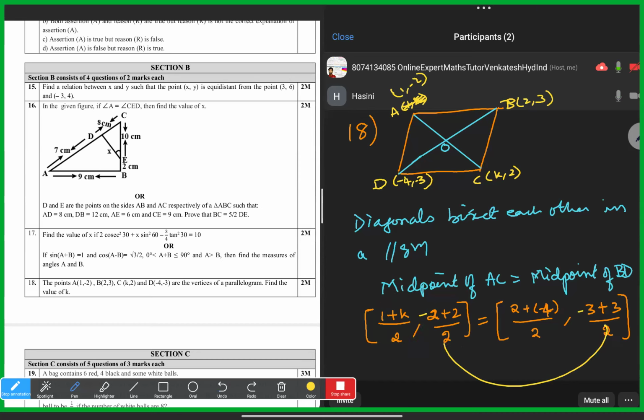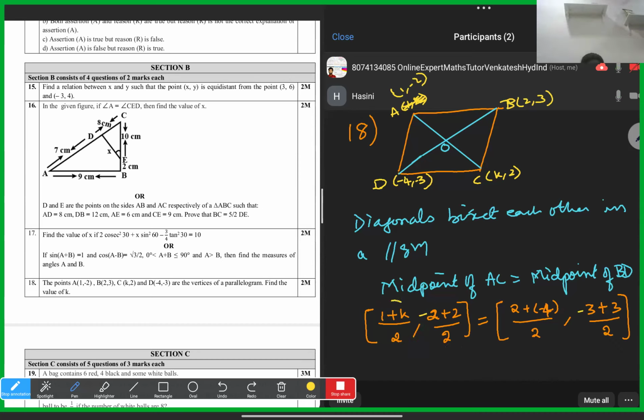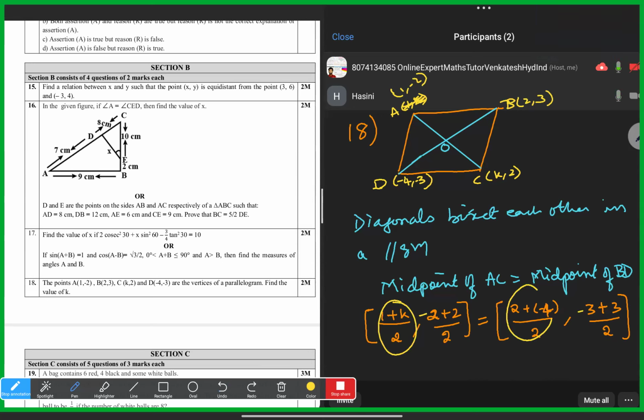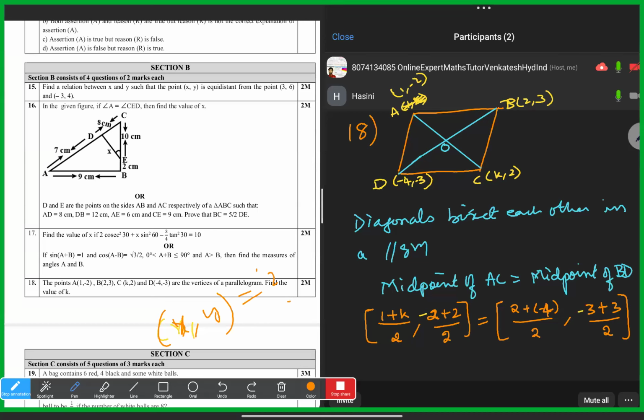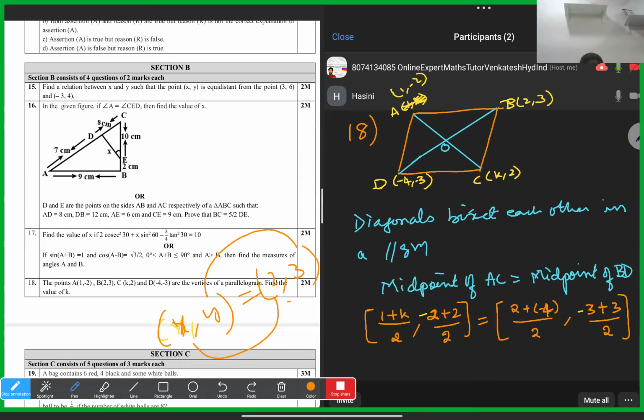Yes or no? Yes, sir. This correspondingly will equate into this, Hasni, to get the value of k. Because when we say that x comma y is equal to 2 comma 3, Hasni, what is the meaning of that? X is equal to 2 and y is equal to 3. Yes or no? Yes, sir.